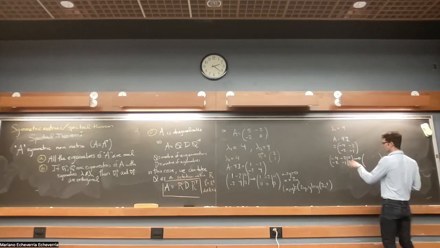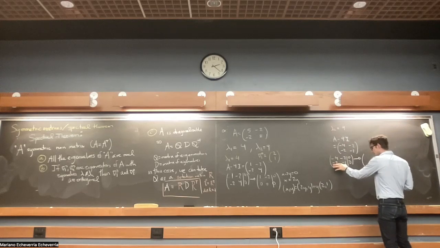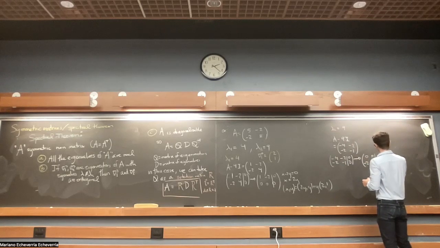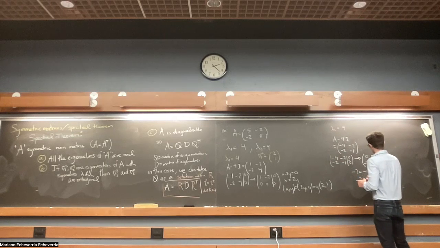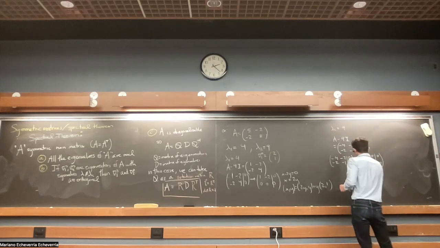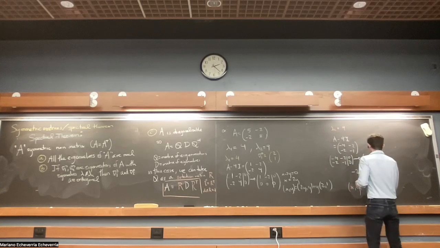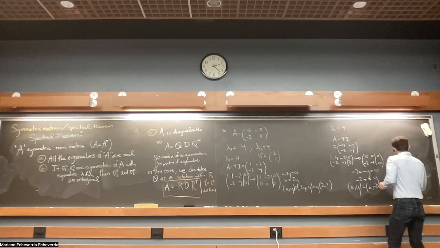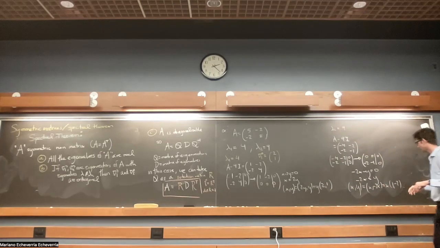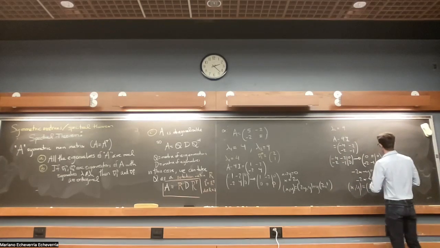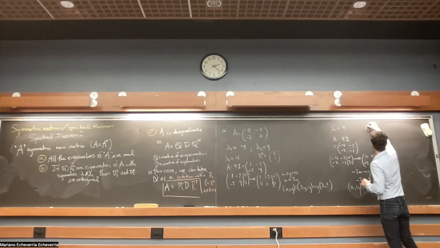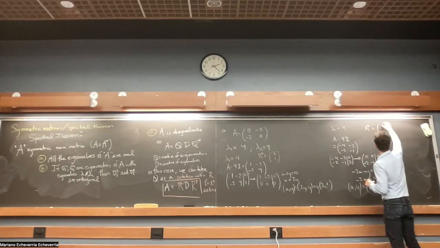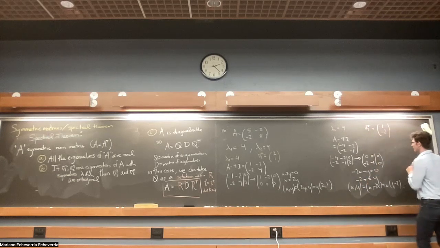And again, you just reduce this. You can use the second row to kill the first one. Actually, it's easier in this case. So you get -2x minus y equals 0, and so you get -2x equals y. So you get (x, y), which is (x, -2x), which is x times (1, -2). So the second eigenvector you can just take to be (1, -2).